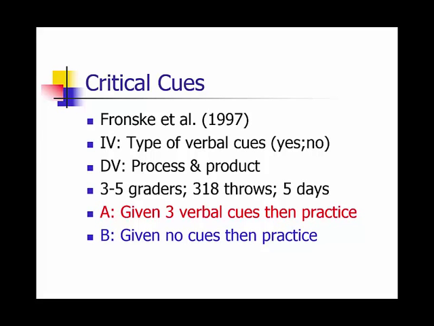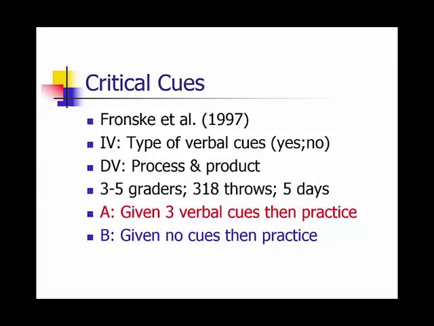One study performed by Fronsky examined the use of multiple cues on the throwing performance of 3rd through 5th grade students. So in their study, the independent variable which they were in control of was whether the students received cues, and some did and some didn't. And then the dependent variables in their study, what they were measuring, looked at the process or the performance of the throw and also the product. So students had to throw 318 balls over 5 instructional days in this study.